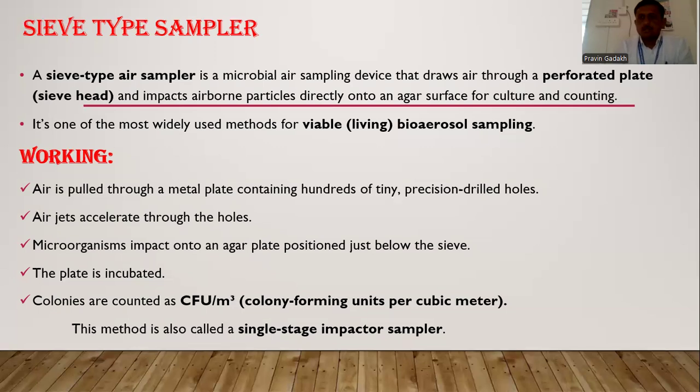As with the funnel device, we also have to provide a nutrient agar plate, and above the nutrient agar plate we have to place a metal container, and on the upper surface of that metal container we have to prepare small holes of diameter 0.5 mm. Air is introduced into the metal container through the holes, and the microorganisms which are present in the air get impregnated on the surface of the agar medium.